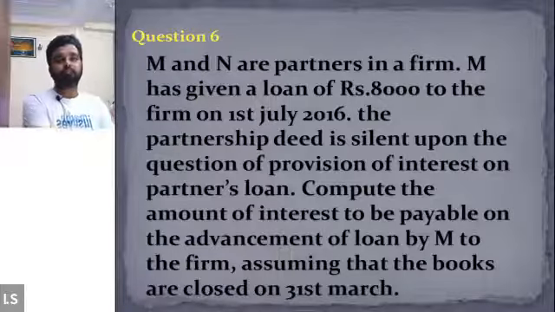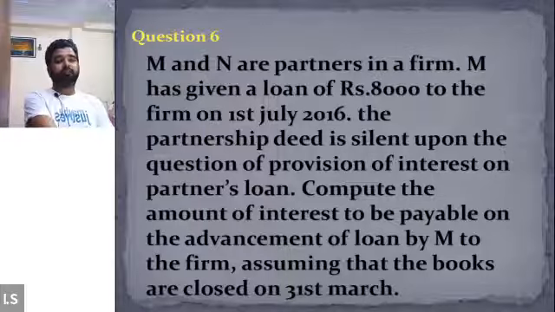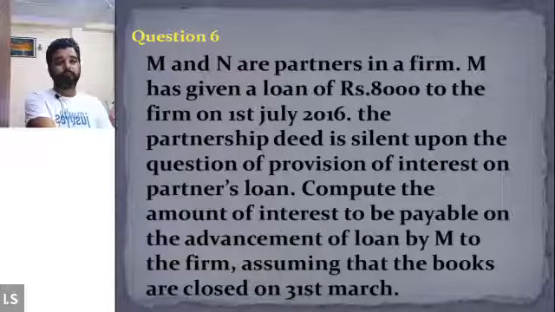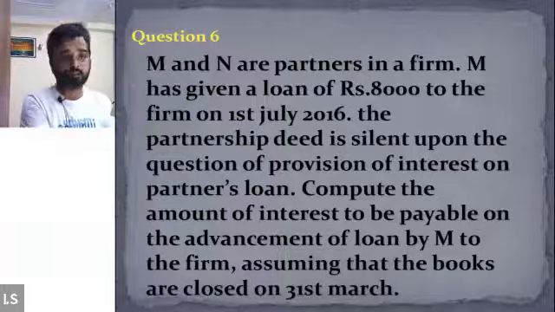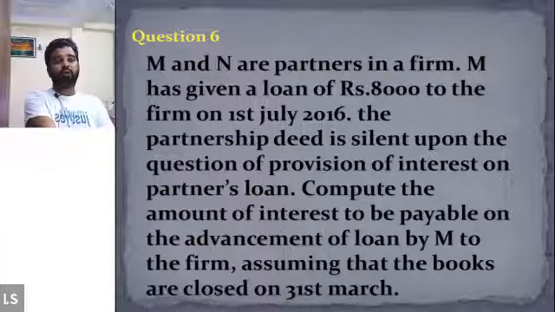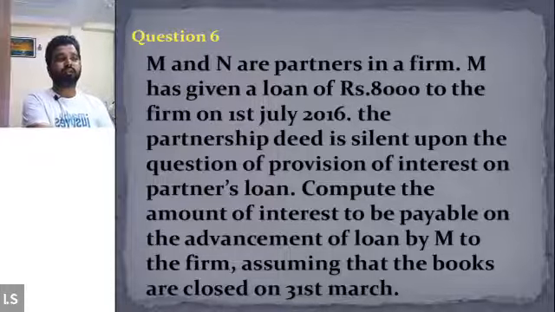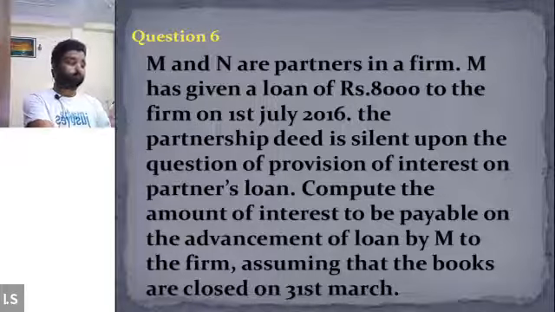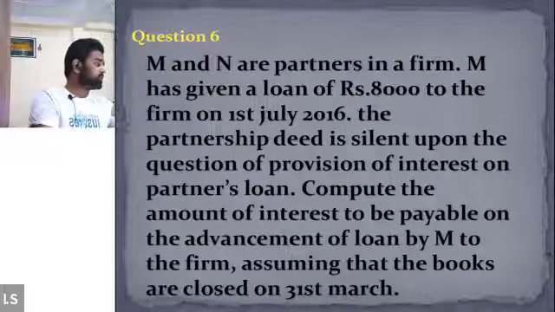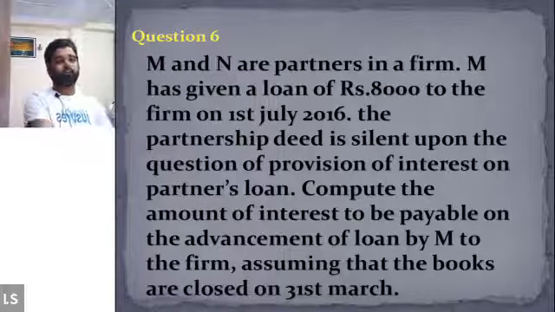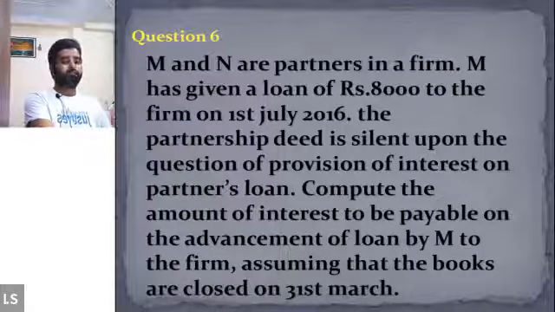Question number 6. M and N are partners in a firm. M has given a loan of rupees 8,000 to the firm on 1st July 2016. The partnership deed is silent upon the question of provision of interest on partner's loan. You need to compute the amount of interest payable on the advancement of loan by M to the firm, assuming that the books are closed on 31st March. So this is the question. This one is pretty simple. We are just required to find out the amount of interest that needs to be paid by the business to the partner on account of interest on loan.